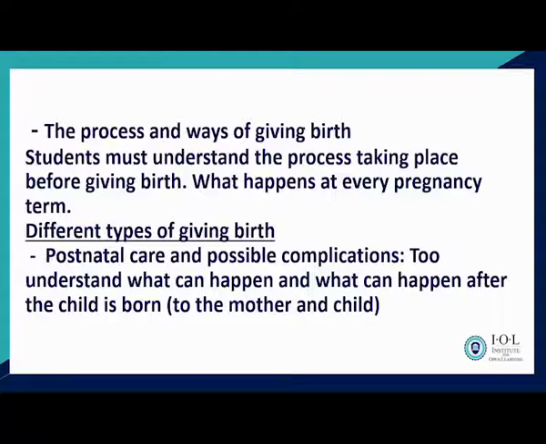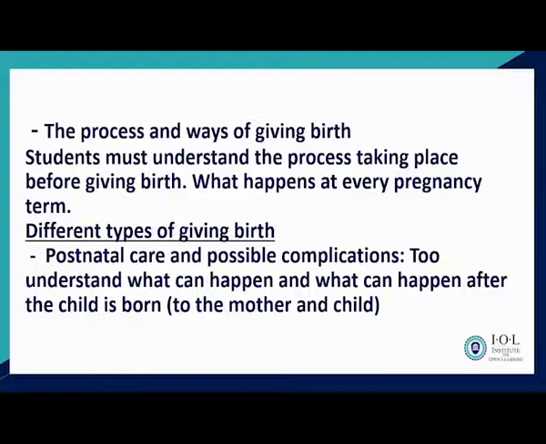Different types of giving birth, because people are also giving birth in different ways. Some give birth to a normal child, which we call normal birth. For some, it has to go through theater and so on. So you need to understand what exactly happens and what type of birth is available.